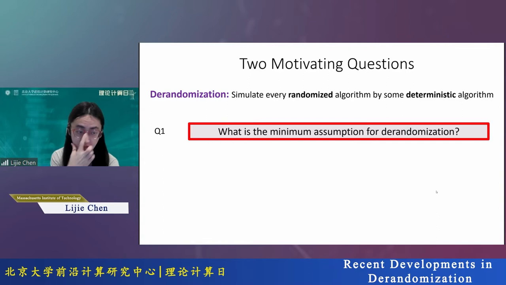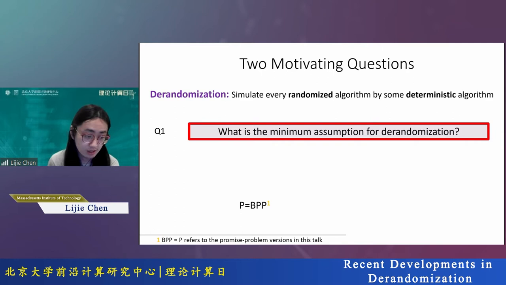So let's talk a bit more on this first question. In this talk, I will use P and BPP, but what I really mean is promise-P and promise-BPP. If you don't know what promise-BPP is, then it's okay. Just think about it as randomized polynomial time.